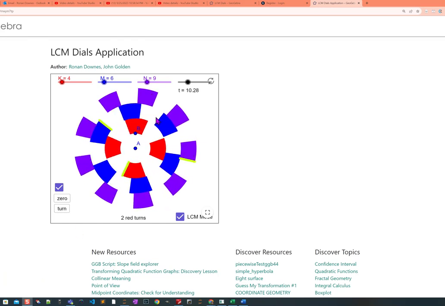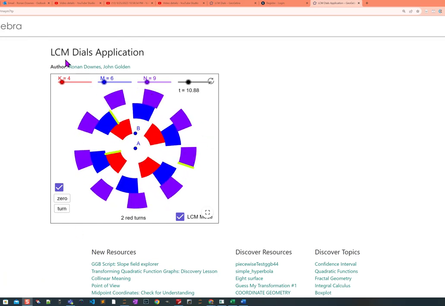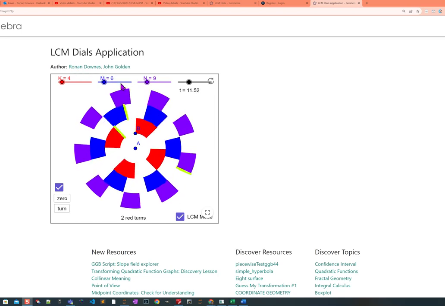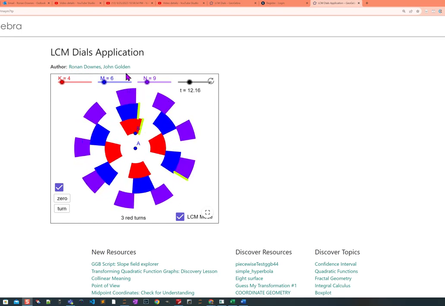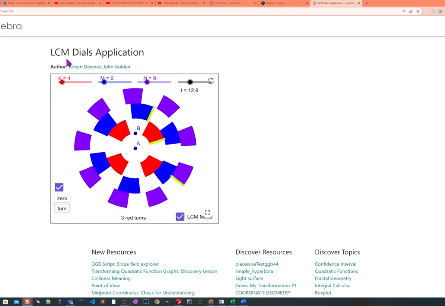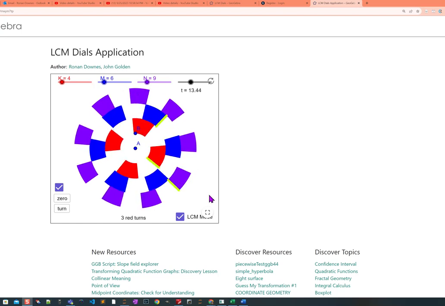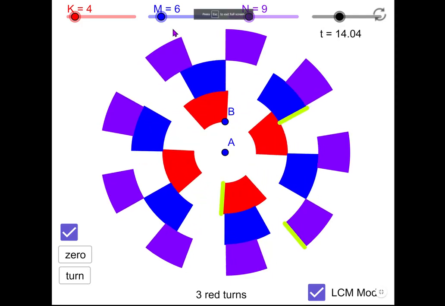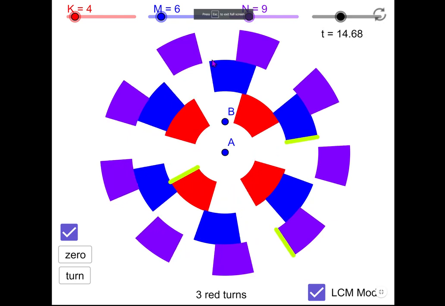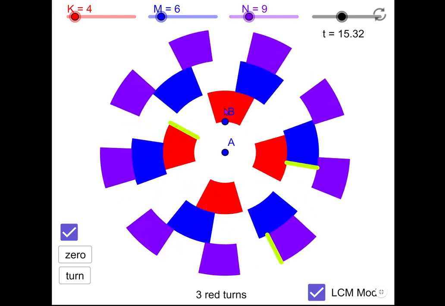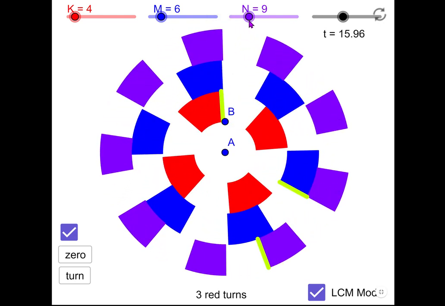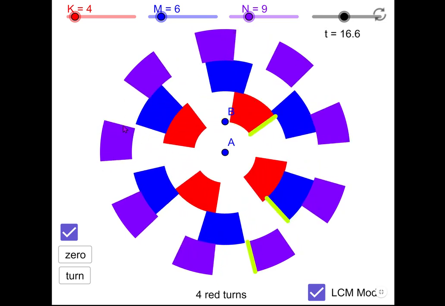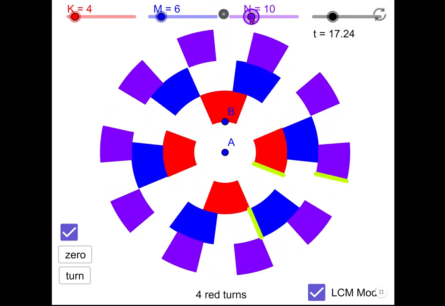Okay guys, welcome back. I have a brilliant application here and we're going to study it and see has it got anything to do with lowest common multiple. Alright, so what have we got going on? We have sort of broken up dials spinning around. See the purple sections, there's 9 sections, but I'm free to change that.